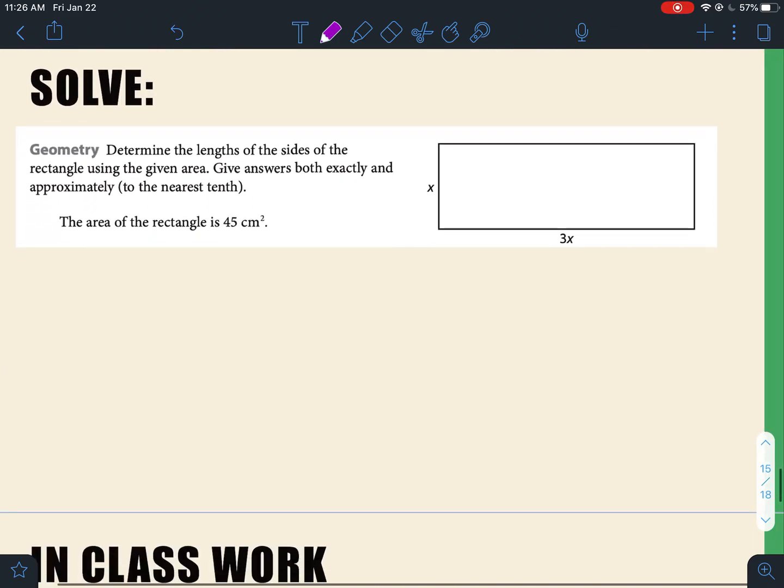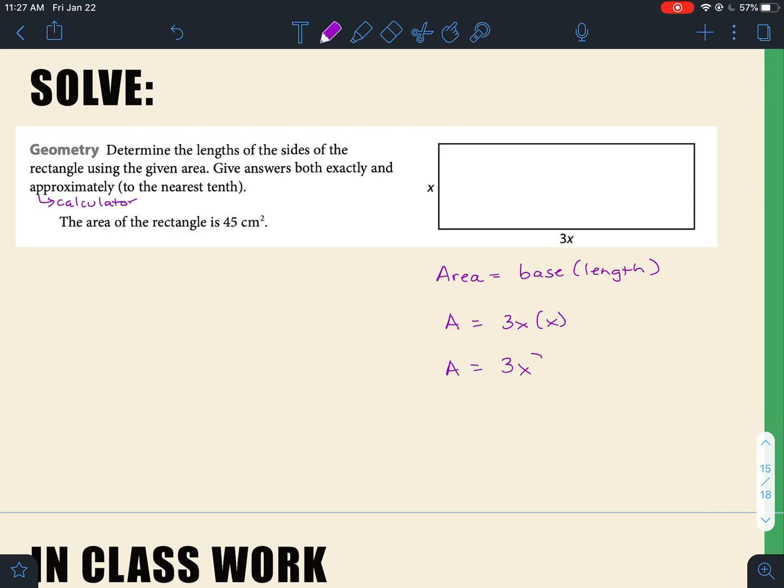All right, let's look at a geometry example. So determine the lengths of the sides of the rectangle using the given area. Give the exact answer and the approximate answer. So the approximate answer, we're going to use our calculator. So find the area. So the area of the rectangle is 45, and we have side lengths x and 3x. Well, remember, area of a rectangle is base times height, or length times width. So my area is going to equal 3x times x, and 3x times x is 3x squared.